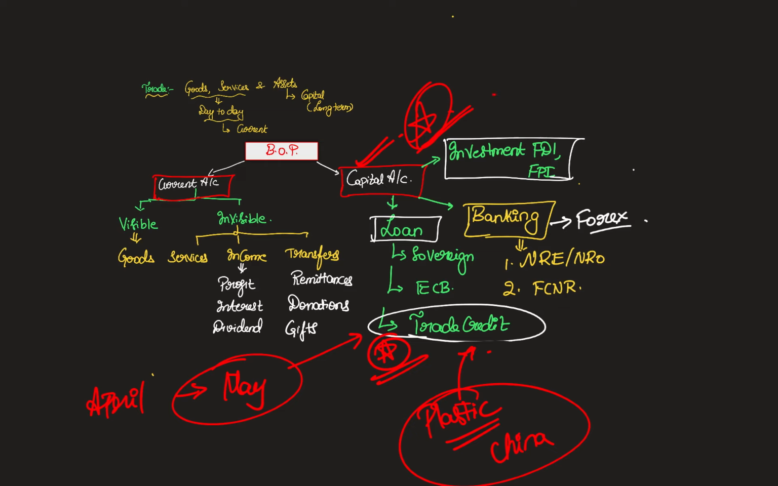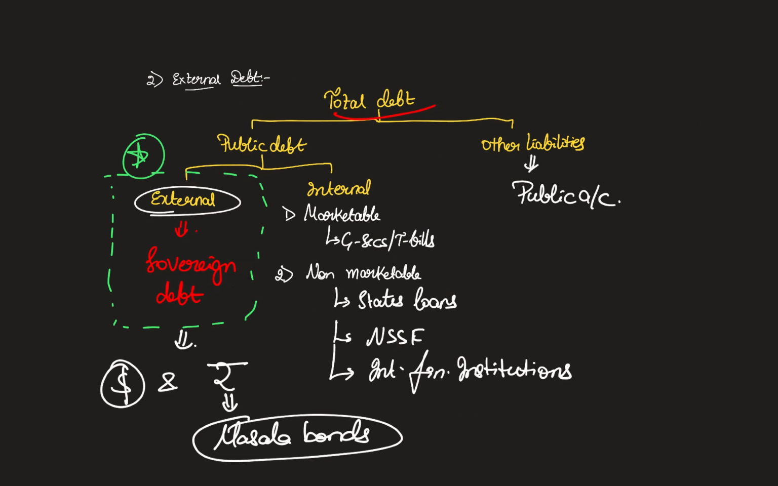But if we really have to understand what is the total amount of loan that India gets, both from internal and external sources, I've already made a video on that, but I'll make a brief presentation on the issue. Out of the total debt, we can classify the public debt as external and internal. Apart from this public debt, there are other liabilities.